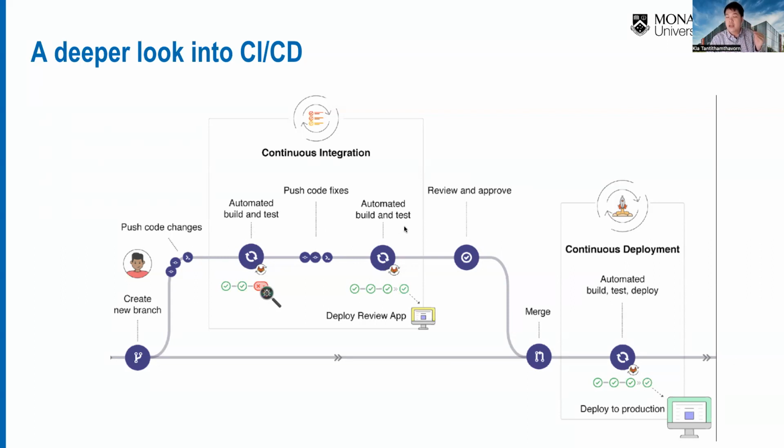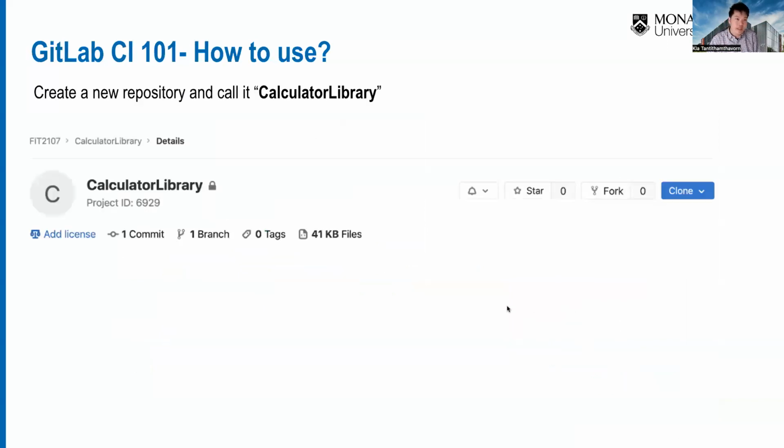If everything has passed, it will undergo code review. So that means someone else who is not the code author should review the code and approve it. If this piece of code or the merge request is approved, then it will be automatically merged into the main repository, and then it will trigger the CD pipeline. Okay, it will automatically build, test, and deploy to production. That's the CI/CD pipeline. Let's see how to do it in our GitLab, Fit GitLab, right?